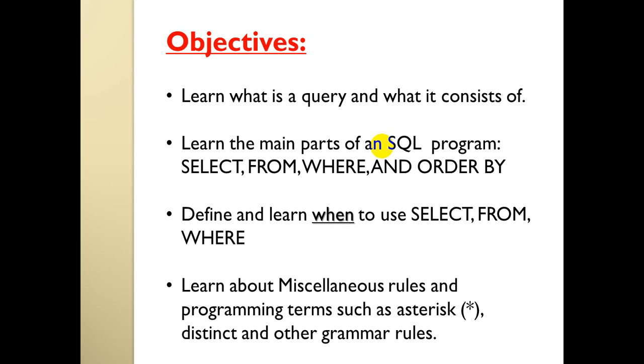Let's take a look at the objectives as we begin our course. As we go through this packet, we will learn exactly what a query is and what it consists of. We will learn the main parts of an SQL program: select, from, where, and order by. We will define and learn when to use the command words select, from, and where. And we will finally learn about miscellaneous rules and programming terms such as the asterisk, when to use distinct and what happens when you do so, and other grammar rules.